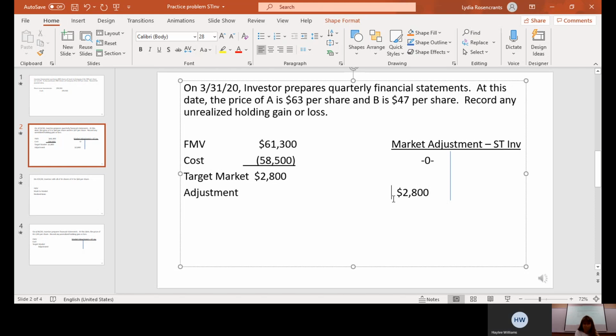Okay, so our journal entry then is going to be a debit to market adjustment, short-term investments. I'm going to write it out mostly this time, and then I'll abbreviate next time. $2,800. And a credit to unrealized holding gain or loss. In this case, it's a gain. I'm going to abbreviate just to keep it in the space there. Short-term investments, you guys know that's what that means. $2,800.